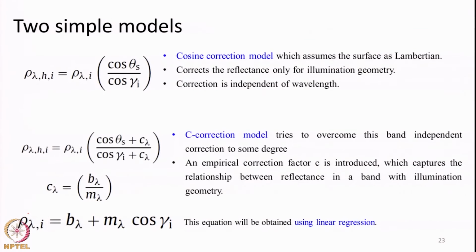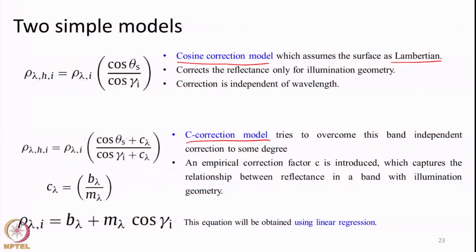Just as an example I will show two models, but we will not go into the details of it. These are two different models that currently exist to correct for topographic effect. One is called the cosine correction model, which assumes the surface as Lambertian, and one is called the C correction model and so on. As I said before, some models may assume the surface as Lambertian, some as non-Lambertian, the complexity will vary, but all these models will correct to the maximum possible extent, not a perfect correction, but the maximum possible extent.